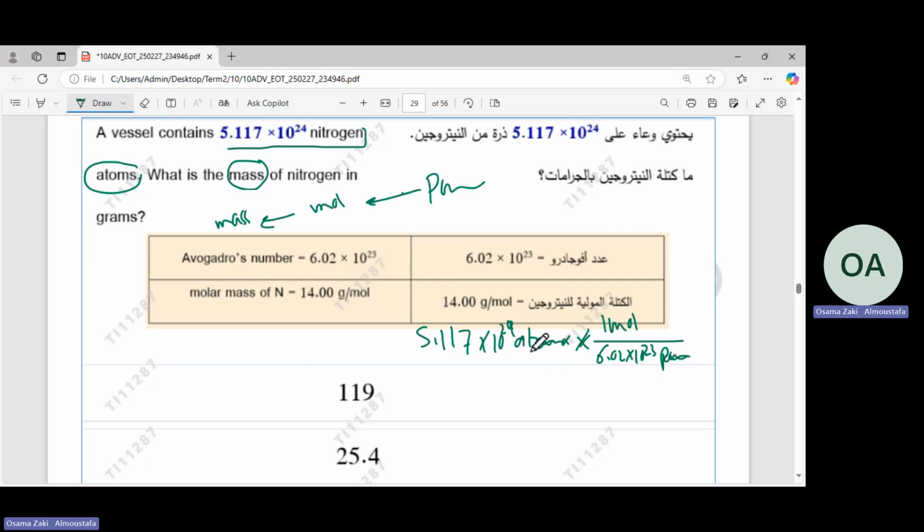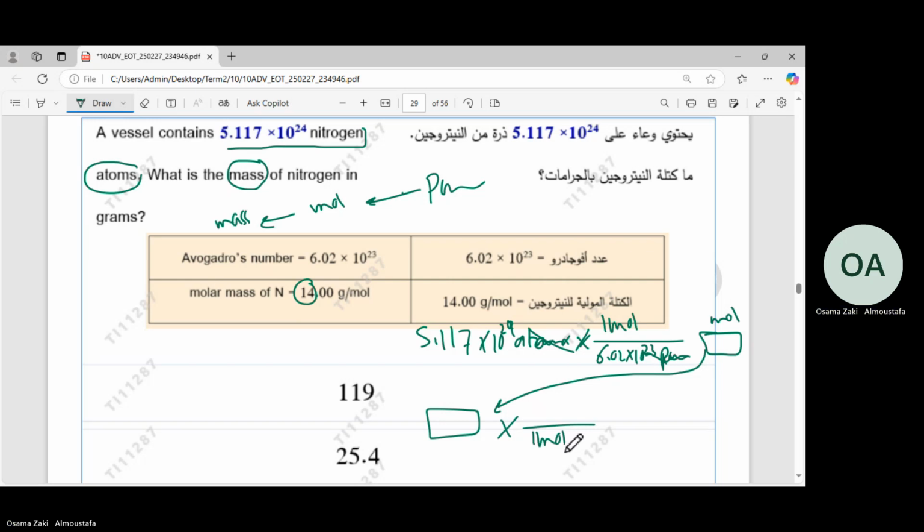Particles or atoms. We can cancel atom and atom to get the value of moles. Then this mole should be converted into mass, so it is multiplied by the molar mass, which is this. They said the nitrogen atom, by the way, not the nitrogen molecule, because the nitrogen molecule is N2, not N. So here we have 1 mole, and here we have 14, which is in grams. Then you can find the molar mass.